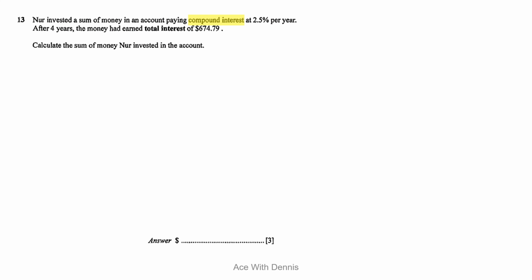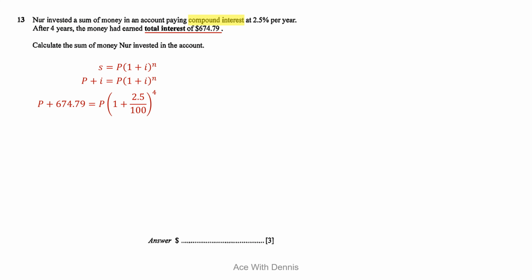We will apply the compound interest formula, which is S equals P bracket 1 plus I to the power of N. So given the total interest is $674.79, then the S will be P plus I, or the principal plus the interest. The formula becomes P plus I equals P bracket 1 plus I to the power of N. Then we substitute the values given, where the I is $674.79. The interest rate is 2.5%, so it's 2.5 over 100.